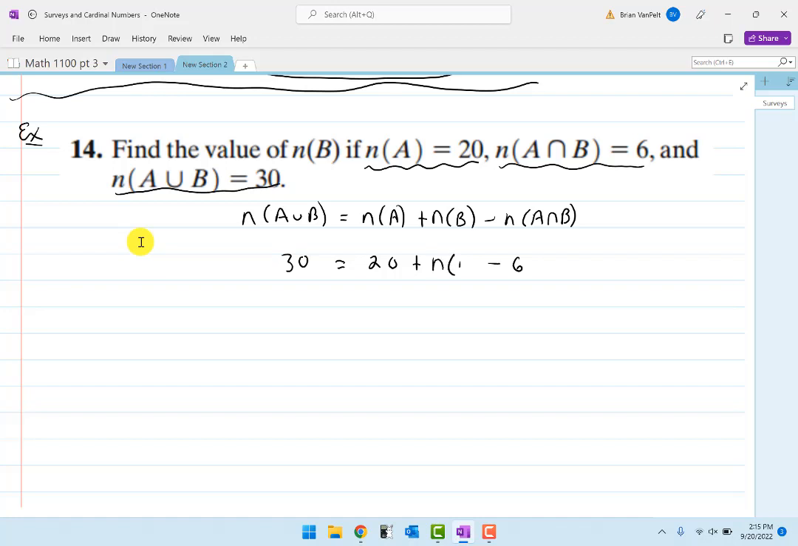So they must be asking us to figure out the number of items that are in B. Let me combine my numbers on the right side. So if I want to get N of B alone, I'll simply subtract 14 from each side.